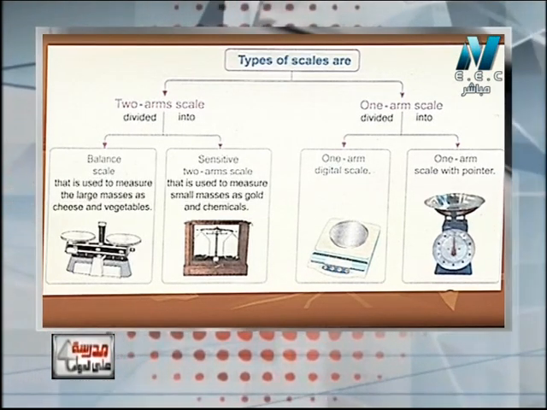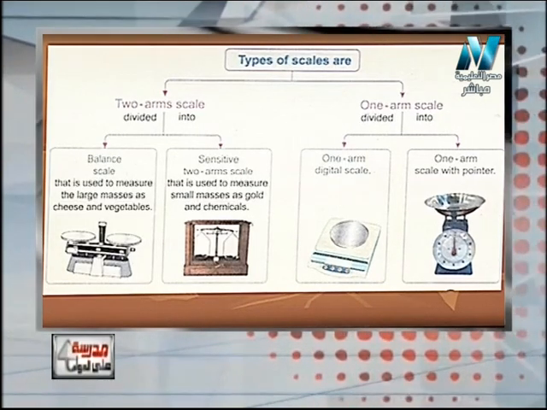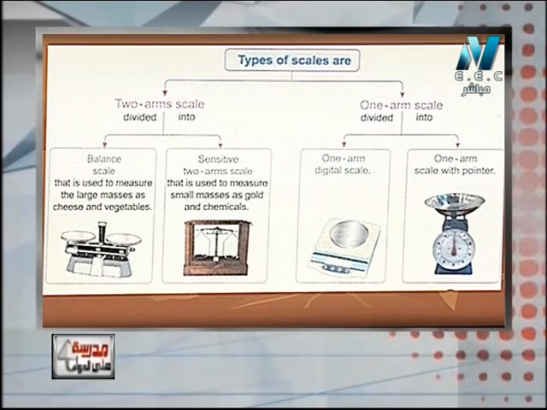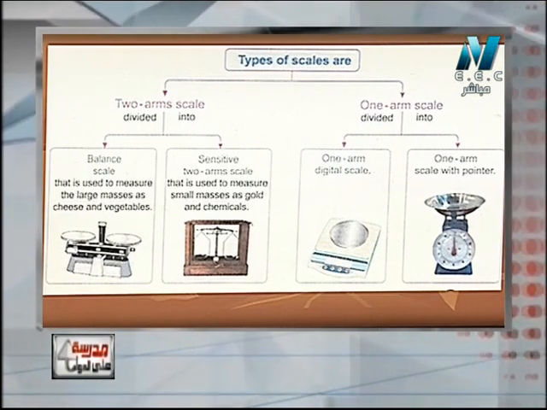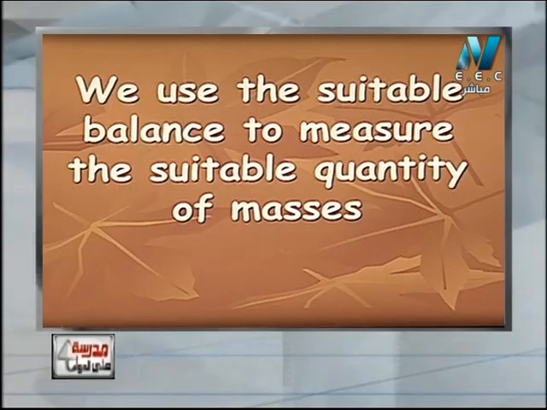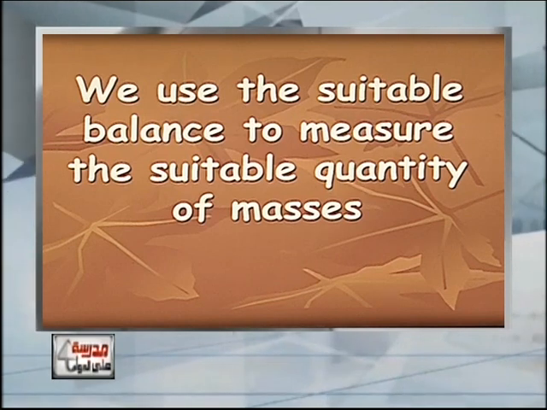For example لو عايز أوزن vegetables أو fruits يبقى هستخدم balance scale. لكن لو عايز أقيس الماس أو الكتلة for example gold أو silver أكيد هستخدم digital balance أو digital scale. So now نوتة بينا ملاحظة مهمة جدا. We use the suitable balance as I said for the suitable quantity of masses.